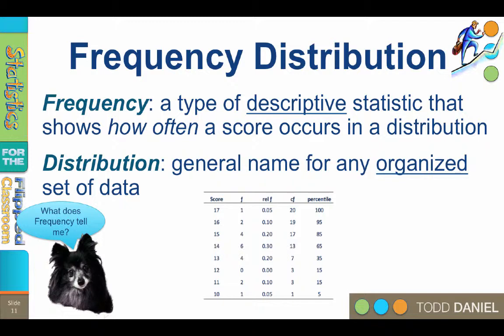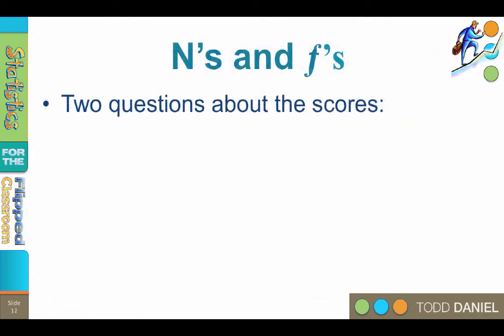In this frequency table that I created, we can see that the range of scores is from 17 down to 10. We can also see the frequency for each score. How many 17s are in my data set? There was 1. How many 16s do I have? There were 2. I can also use this frequency table to compare the relative frequency, cumulative frequency, and the percentile for any of these scores.